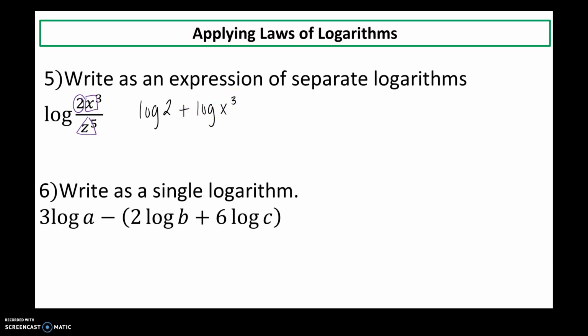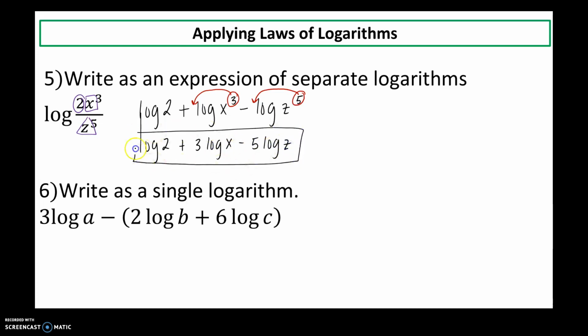Next, I have a term in the denominator. So denominator is expanded using a minus sign. So I have log of z to the 5th power. Now, the only other thing we can do is that all-important power rule. I'm going to bring my exponent out front. So now my final answer would be log of 2 plus 3 times the log of x minus 5 times the log of z. And for expanding, there's nothing more you can do to the answer.